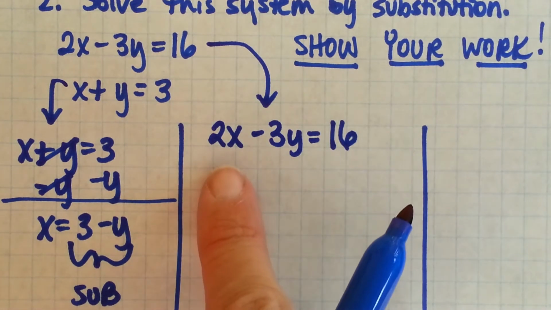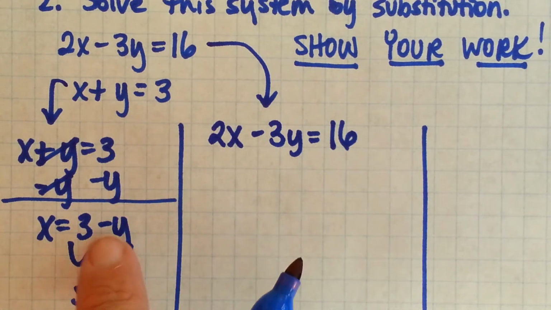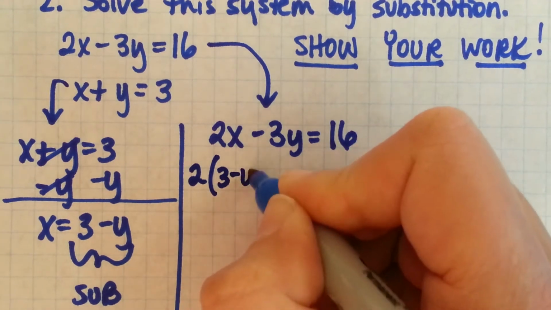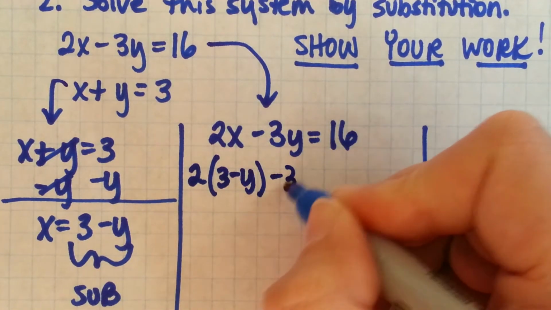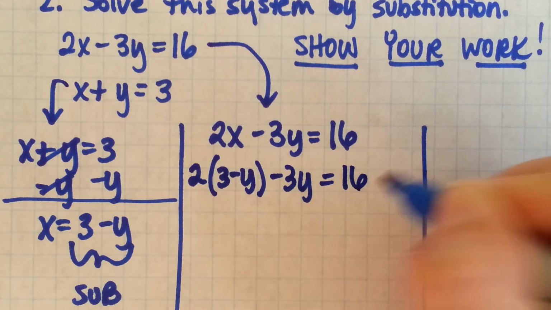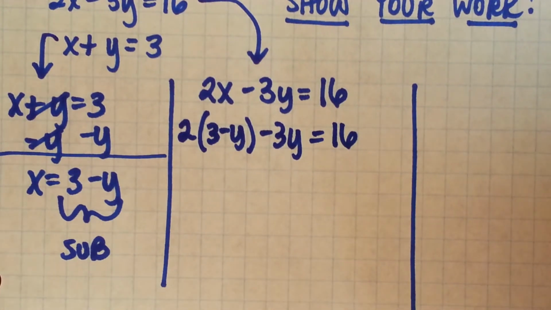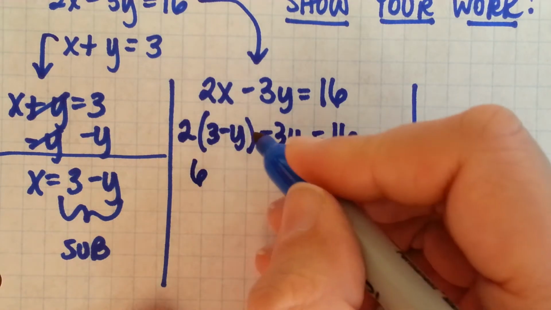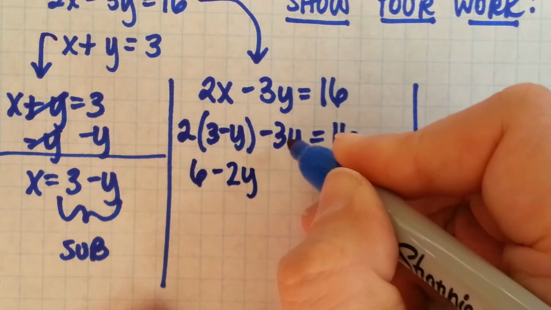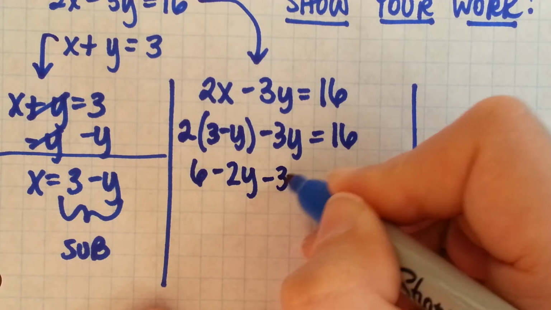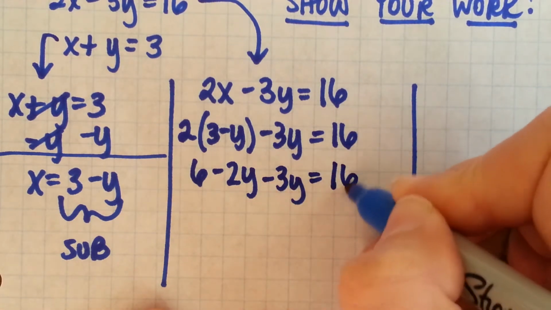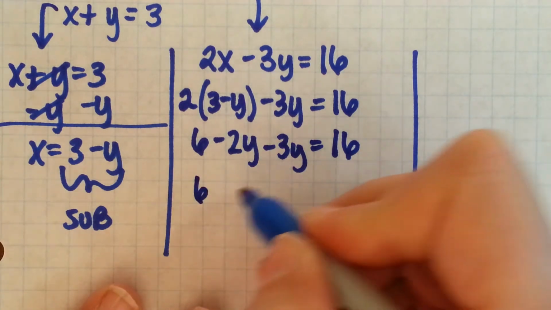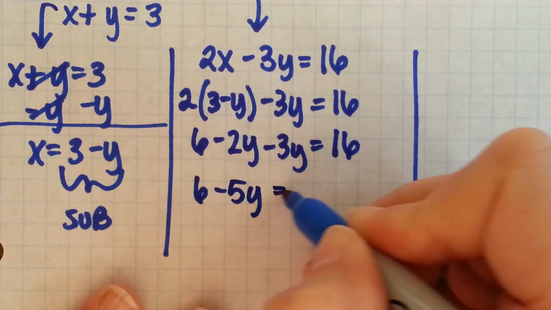I'm going to substitute in place of x. I'm going to put 3 minus y. So I have 2 times 3 minus y minus 3y equals 16. I'll distribute. 2 times 3 is 6. 2 times negative y is negative 2y minus 3y equals 16. Next I'll combine like terms. So I have 6 minus 5y equals 16.